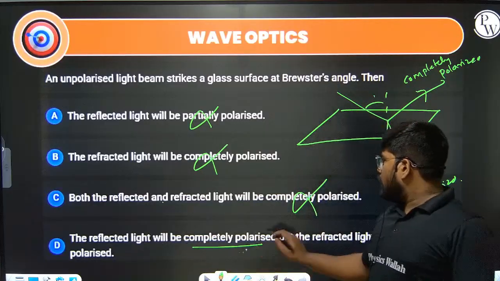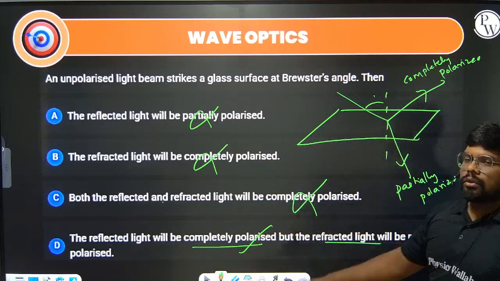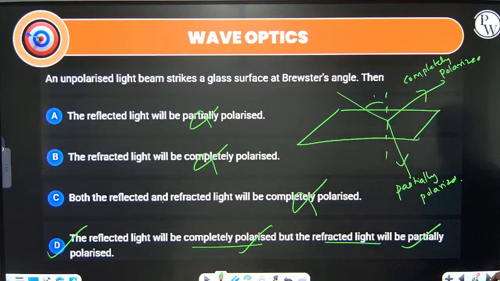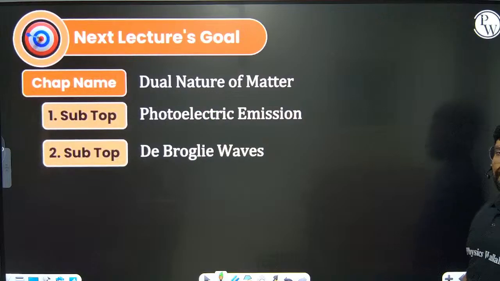Reflected is completely polarized, refracted is partially polarized. So the answer will be D. Okay, so this is it. This is what the questions are, and this is what we will be ending with for the day.